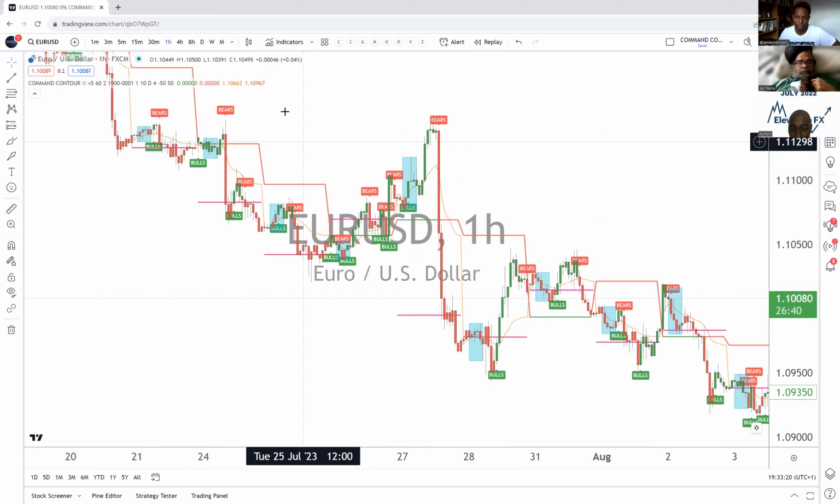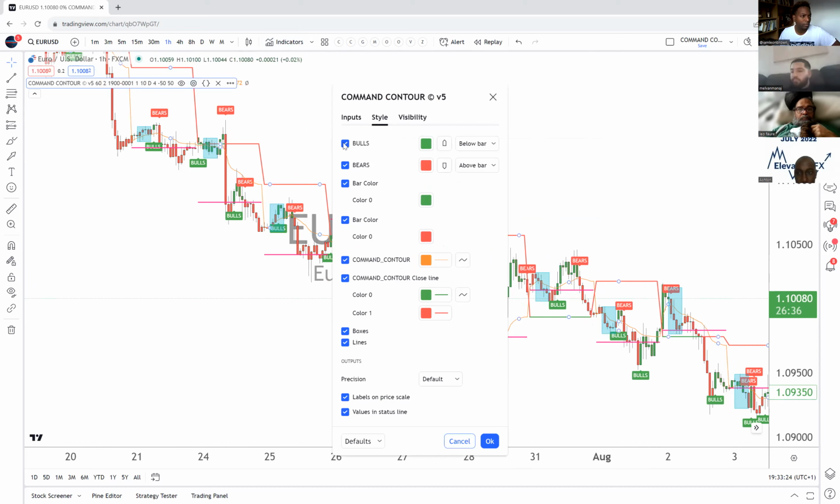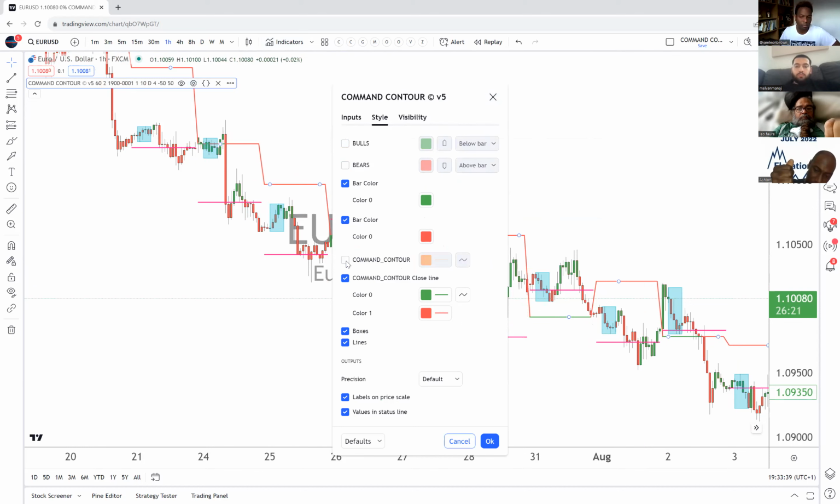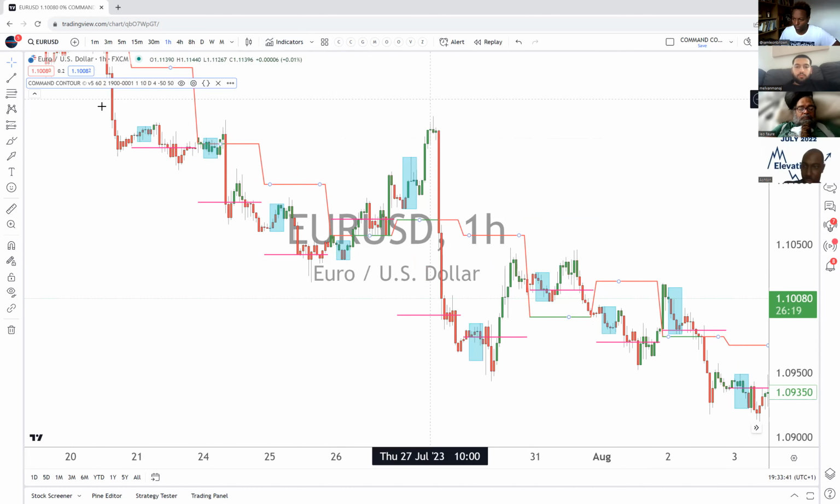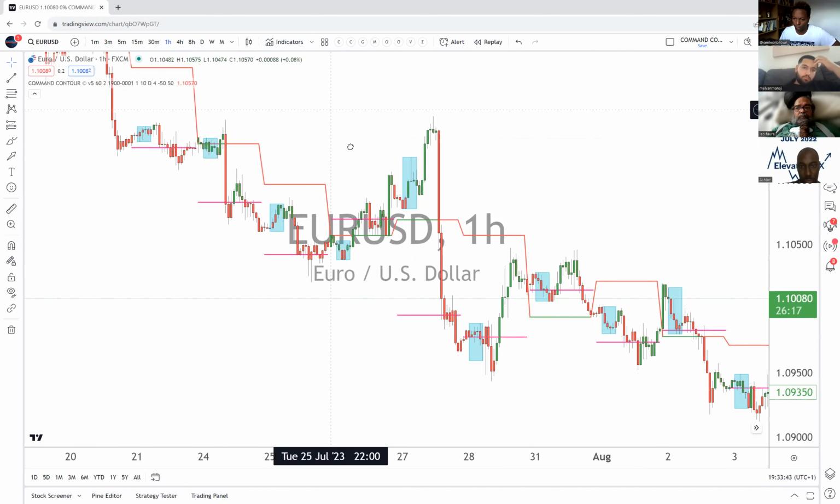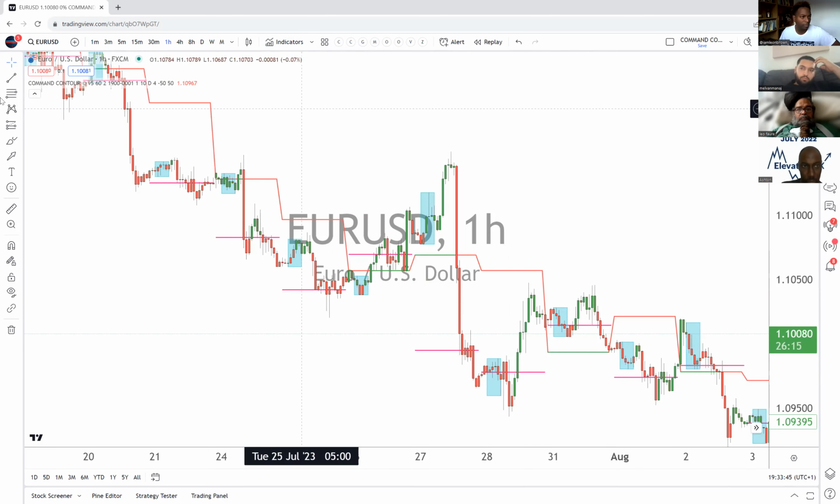So let's just clear things up a little bit. We could go into the settings, right? We could take off these bulls and bears for now. We'll talk about that in a minute, and we'll just leave these other lines on here for the minute, all right? We could even take off this command contour level right here, right? So we just keep it down to bare bones.